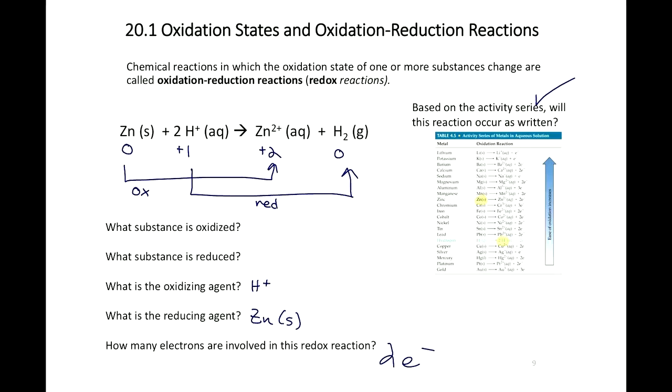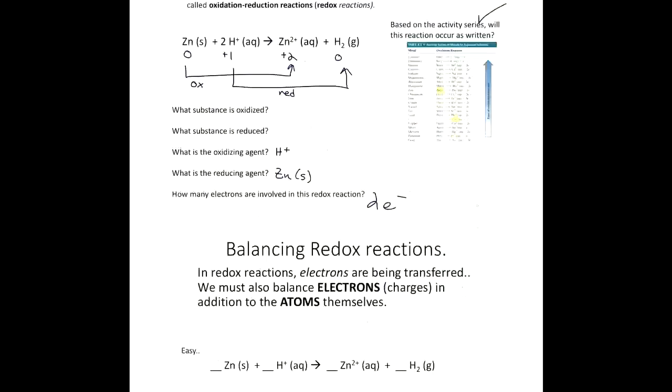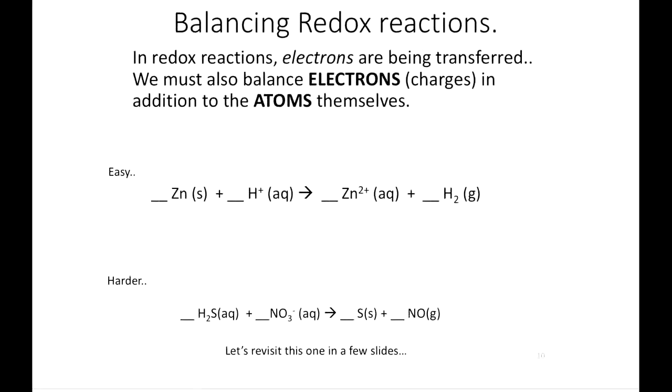So that's the big idea with balancing redox reactions. Not only do we have to balance the atoms, we also have to balance the electrons that are being transferred in the background. And so we have a new way to do that. In redox reactions, electrons are being transferred, and the atoms also have to be balanced. That first one's rather easy to balance. You might just see that you need 2 H pluses and it's balanced with charge, it's balanced with atoms.